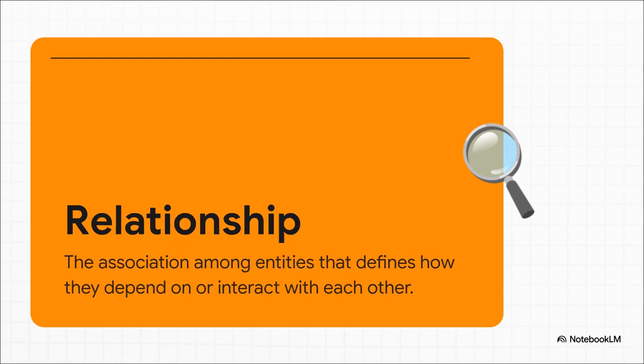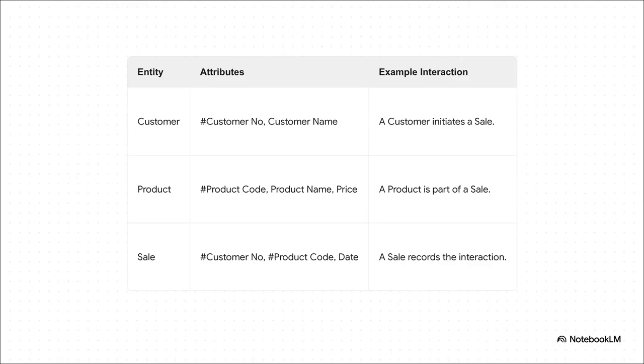And the third piece, which is really where the magic happens, is the relationship. These are the verbs that connect our nouns. They define how all those different entities interact with each other, turning what would be just a list of things into a connected, logical system. And this table right here illustrates it perfectly. See? We have a customer entity and a product entity. Well, the sale entity is created specifically to record that interaction, the relationship between them, by grabbing their unique IDs and, of course, the date of the sale.